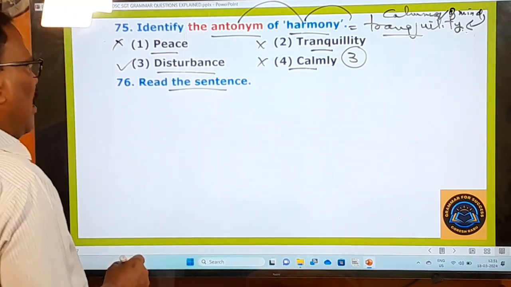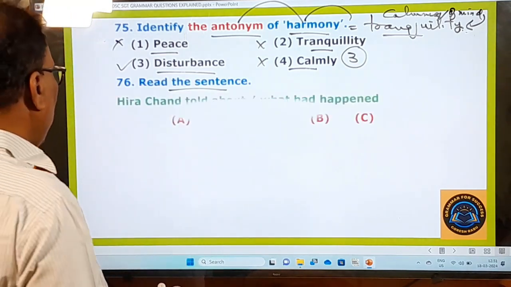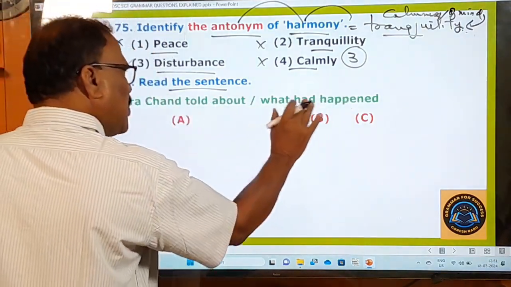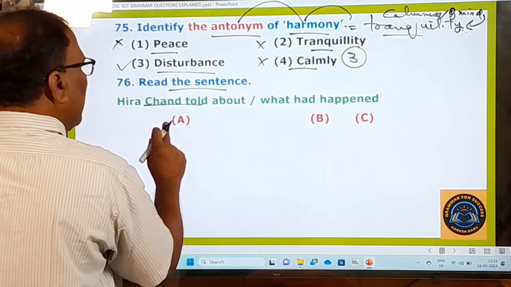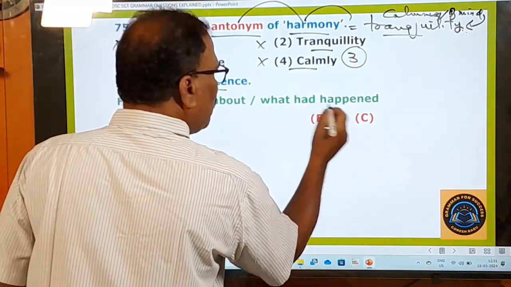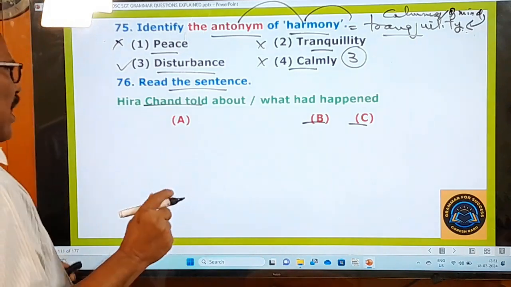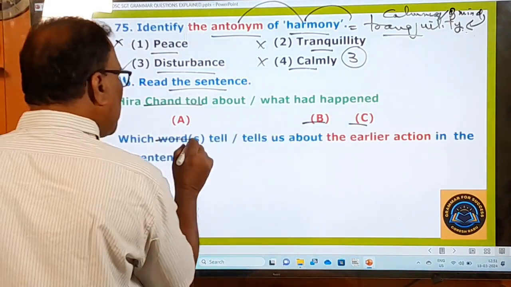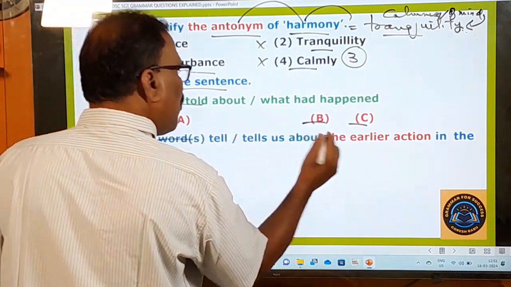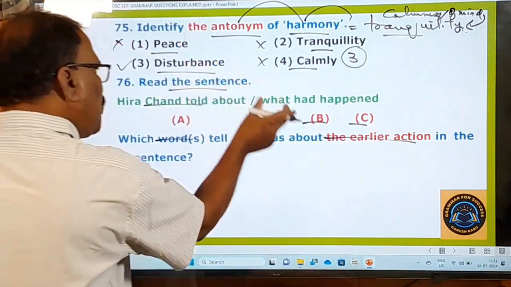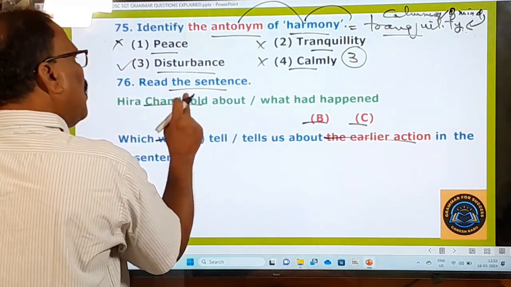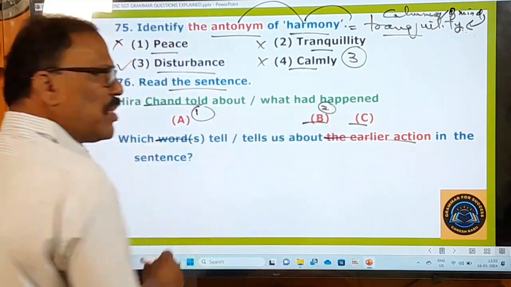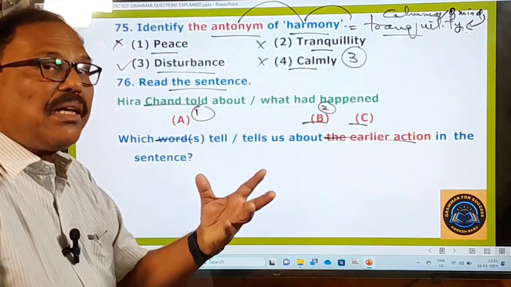Read the sentence. He's asking you to read the sentence. What is that? Hira Chand told about what had happened. Under this statement, this part is marked as A part, this part is marked as B part and C part. And what is the examiner asking you to do? Which words tell us about the earlier action? Hira Chand told is the first action, and what had happened is the second action. Of these two actions, which action happened earlier than the other?